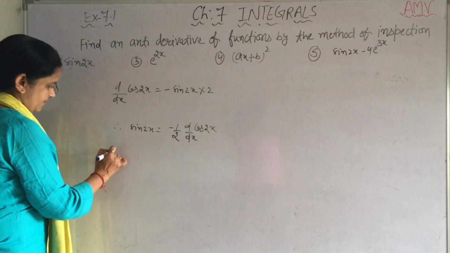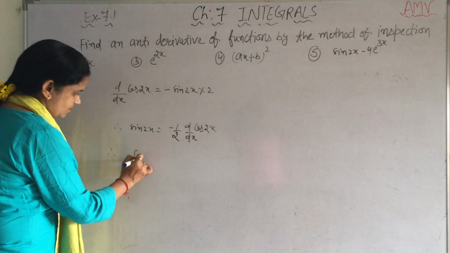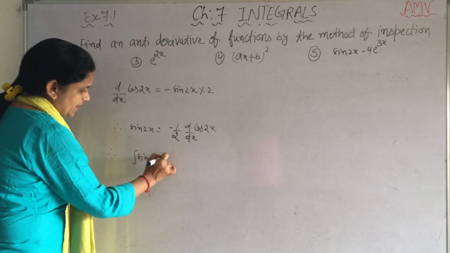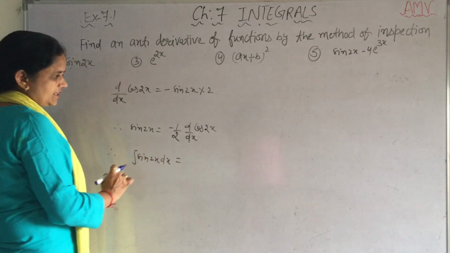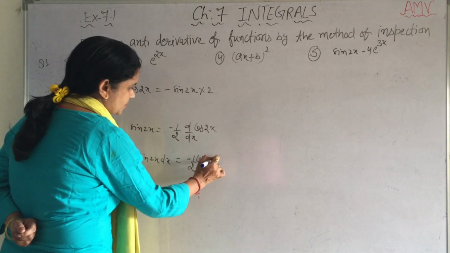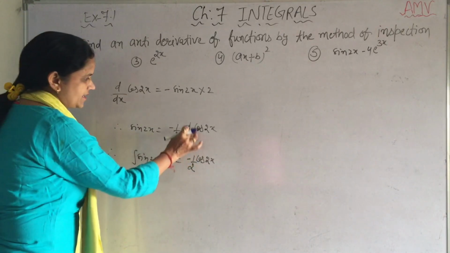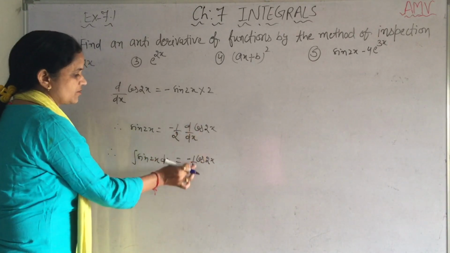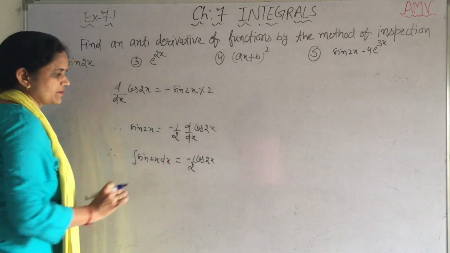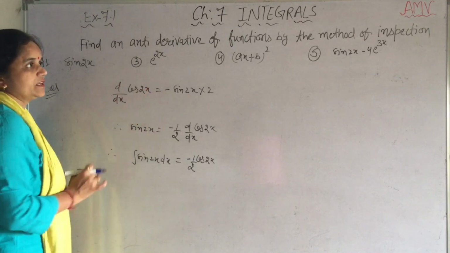Therefore, the antiderivative, meaning the integration of sin 2x dx, is minus 1 by 2 cos 2x. When you take the antiderivative on both sides, d by dx will cancel and you will get only minus 1 by 2 cos 2x. So this is the method of inspection.